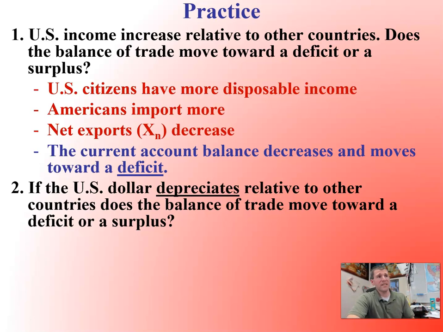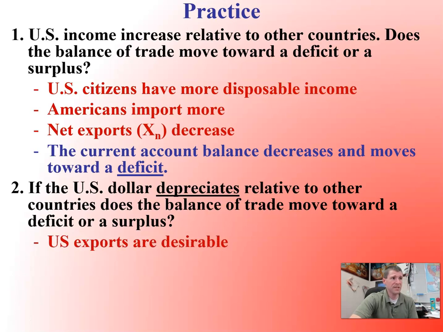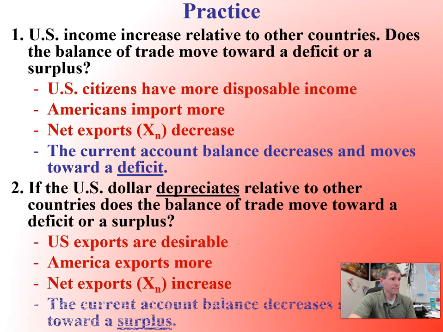Okay. Number two, if the U.S. dollar depreciates relative to other countries, does the balance of trade move towards a deficit or surplus? Well, if the currency is depreciating, that means U.S. exports become more desirable because our stuff is cheaper for other countries to buy. At the same time, other countries' stuff becomes more expensive for us, so we export more and import less because of the weaker American dollar. So the U.S. exports more, imports less, which means that net exports increases. So the current account balance increases, and moves towards a surplus. Correction: the current account increases, it shouldn't be decreases.